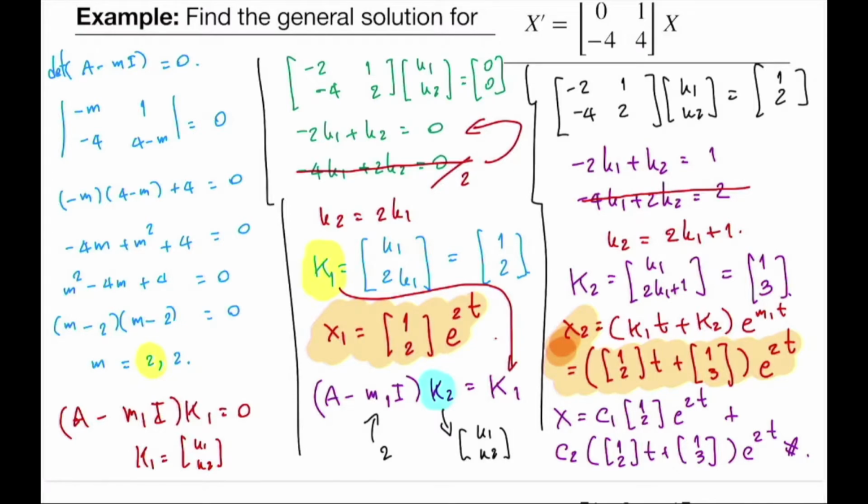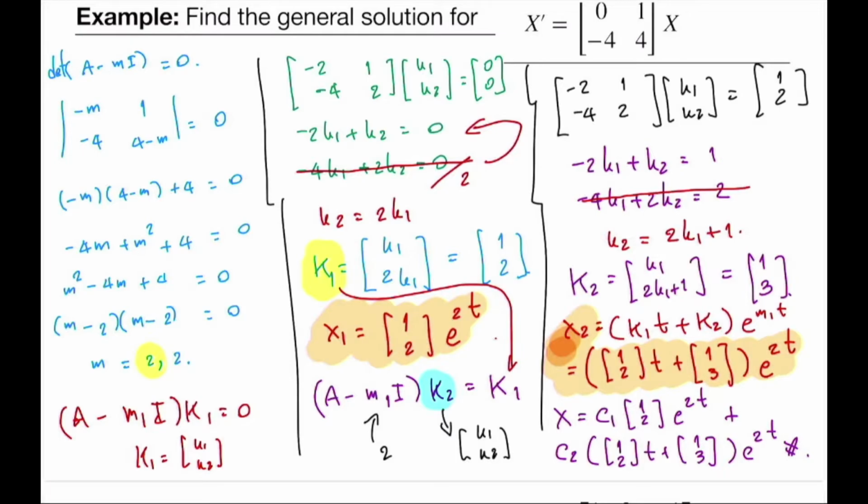Okay, so let me wrap it up here. First, we started with the characteristic equation. We solve for m, so we get m equals 2 and 2, which is repeated 2 times. So we take 2, we find k, and then you can write little k2 in terms of little k1. In that case, you can obtain the vector big K1, which is k1 and 2k1, and you substitute k1 with 1, so you get 1 and 2, right? Then you get the first solution.